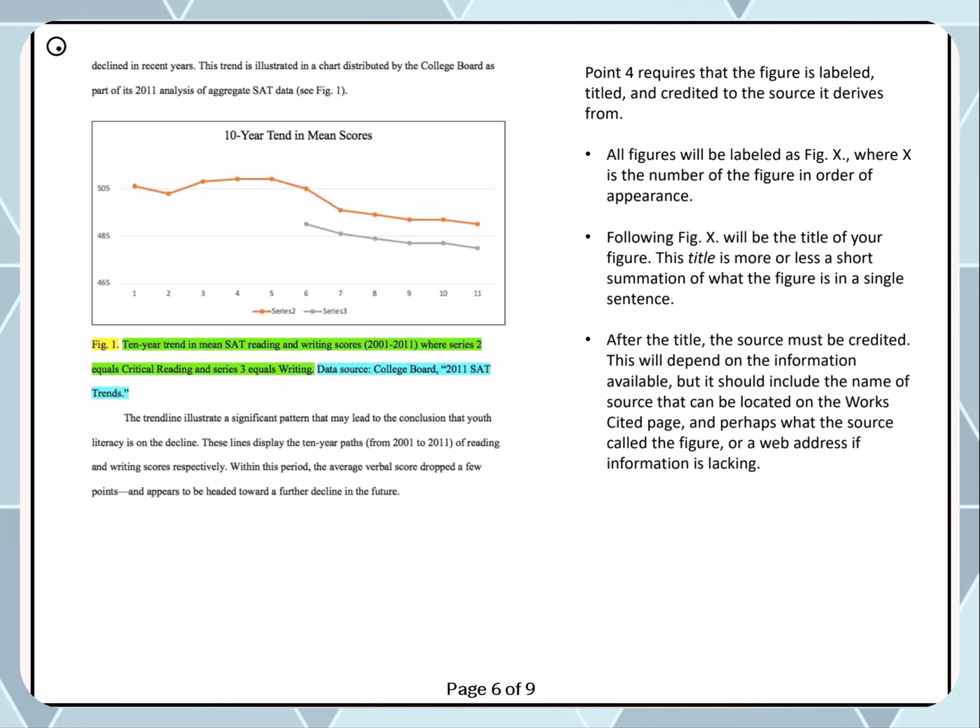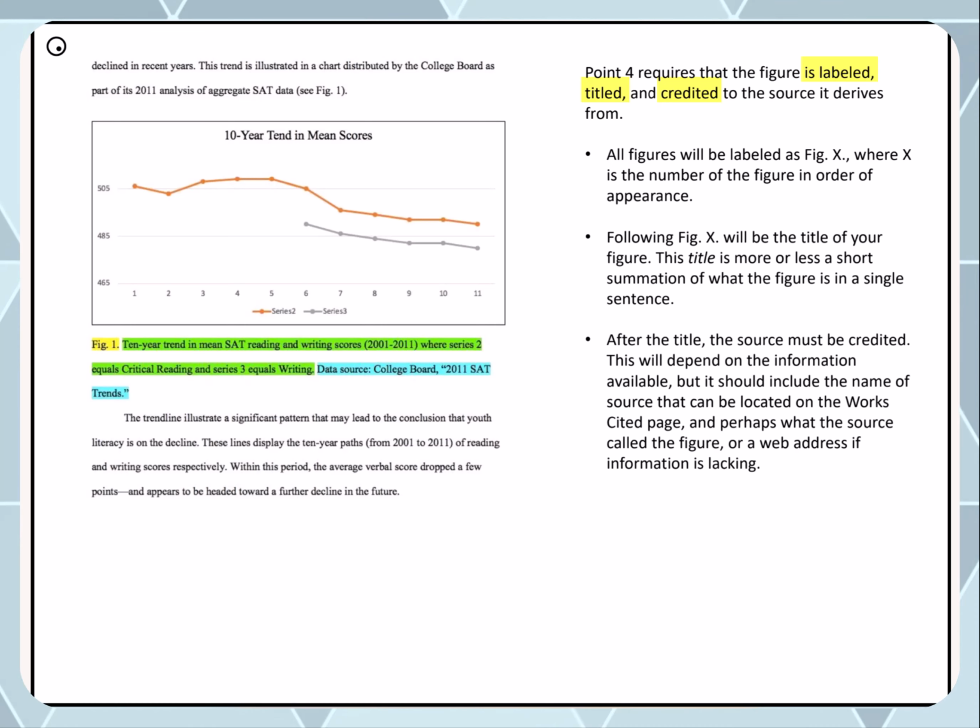Okay, moving on to point 4. It requires that the figure is labeled, titled, and credited to the source it derives from. So we have 3 criteria here: labeled, titled, and credited. And there are certain ways to do this.